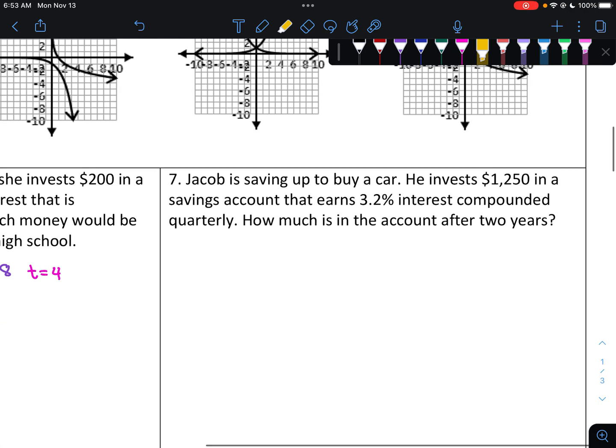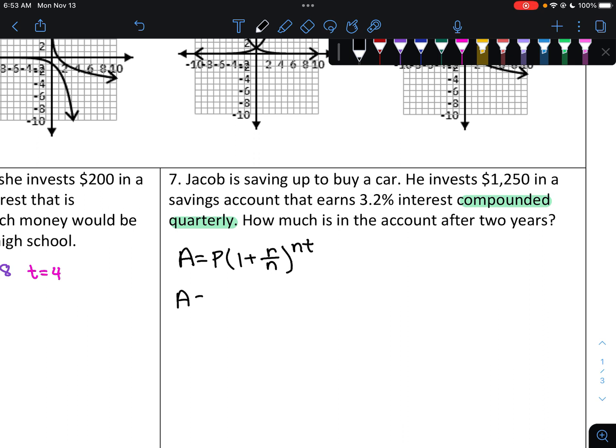Looking at the next one. Jacob is saving up to buy a car. He invests $1,250 in a savings account that earns 3.2% interest compounded quarterly. How much is in the account after 2 years? So, key phrase, compounded quarterly, which tells us that we're using A equals P times 1 plus r divided by n to the nt power.